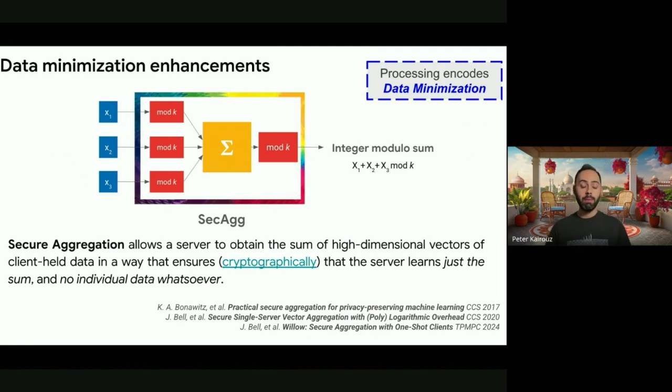I'm listing out 3 papers on this slide, including one that is very recent. I invite you to take a look at them if you want to know under the hood what's happening in this protocol, because it's a very complex protocol.